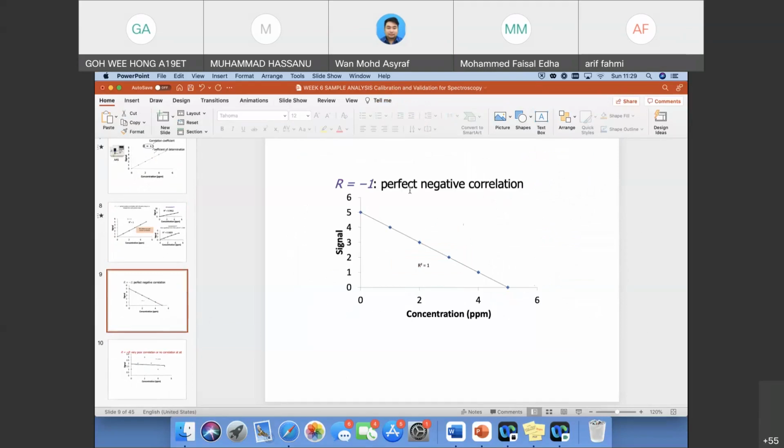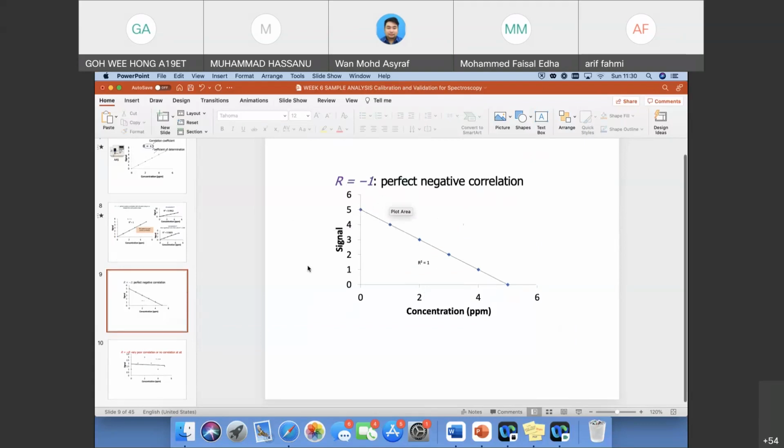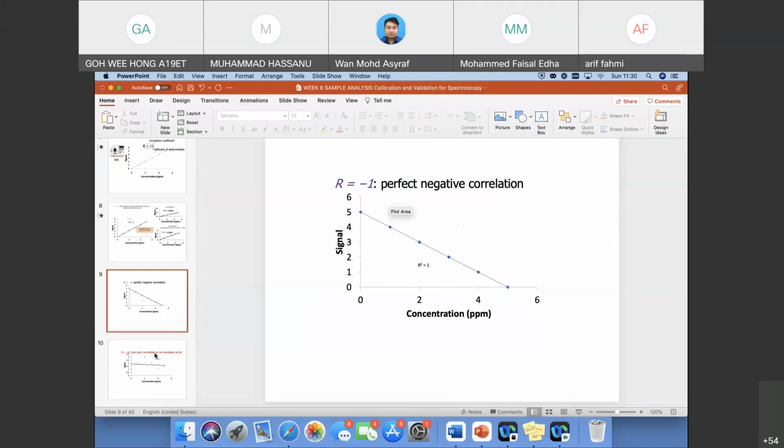So yes, this one is not r square, it is r equal to -1 correlation. So this is r square equal to 1. When you square it, it becomes 1. So this is also a perfect negative correlation. But as I mentioned before, a perfect value, which is -1 or 1, will not be possible for you to get, due to the random error.